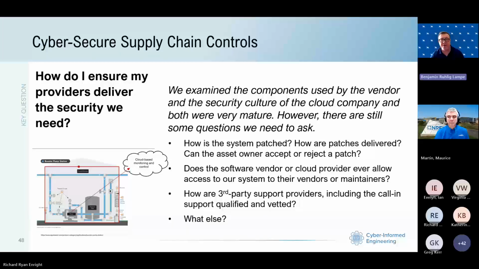the cloud provider relationship in this project, since the cloud provider is now part of that critical function of maintaining pressure. Do they have that awareness? Because they're going to be probably patching the systems in their cloud infrastructure. What's that relationship look like? How is that system patched? And is that relationship worked out between this water organization and the cloud provider? Can the asset owner reject or accept a patch? Do they have the ability to have that influence in that relationship?